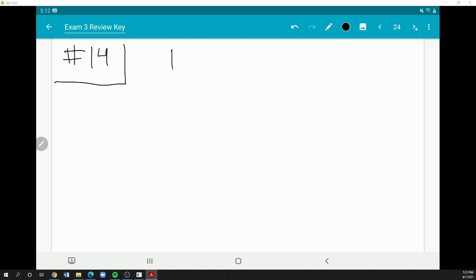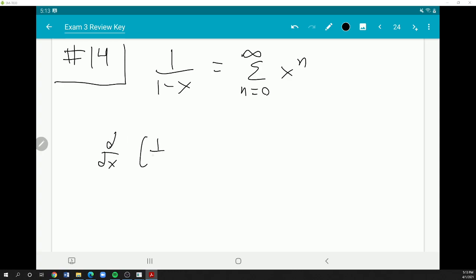So I have the old tried and true, 1 over 1 minus x is the sum from n equals 0 to infinity of x to the n. And I see an n and an n minus 1, so I'm going to check by derivatives. So the derivative of 1 over 1 minus x is minus 1 times (1 minus x) to the minus 2, times minus 1 by chain rule.